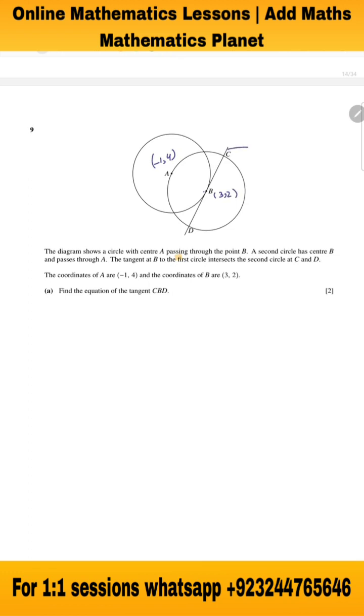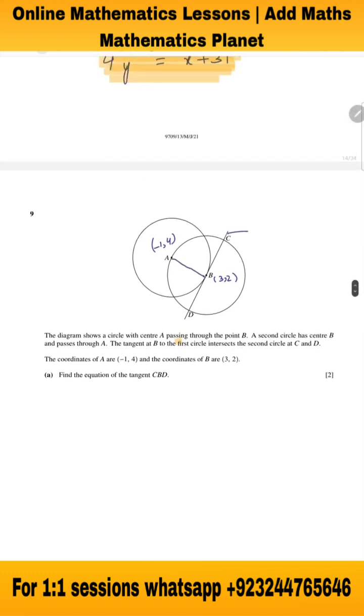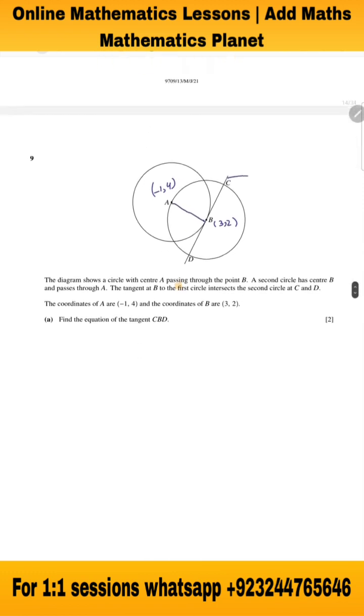So we have to find the equation of this line. To find it, we need the slope of AB, then we need the slope of CBD, and then we will find the equation of the tangent line CBD. So find the slope of AB. The slope of AB would be, very easy, y2 minus y1, which is 2 minus 4, over x2 minus x1, which is equal to minus 1 by 2.